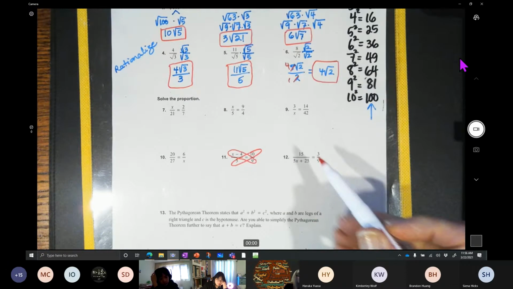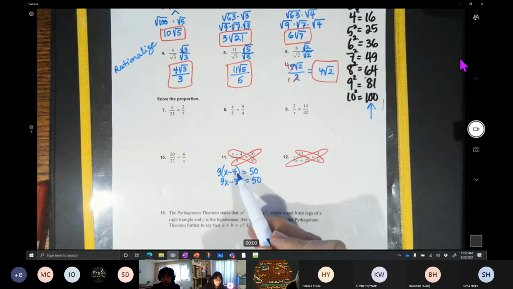So x minus 4 is a number. It can't be separated. You can't forget about it. This turns into 9 times x minus 4 this way, and that's going to equal 5 times 10 that way. So you end up distributing the 9 times x, 9 times 4.